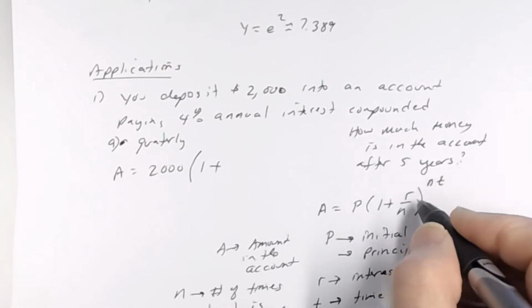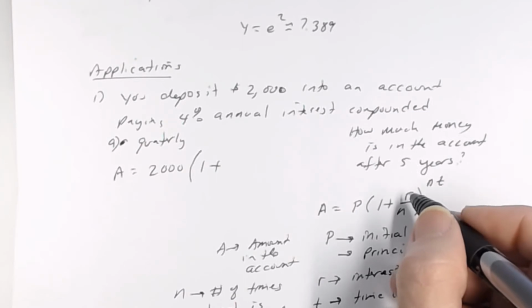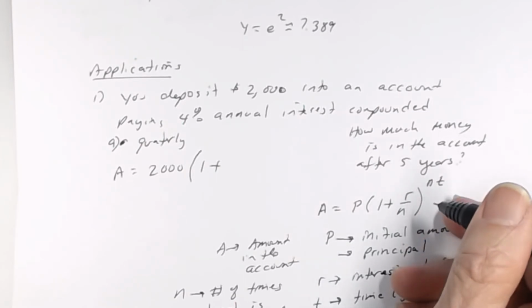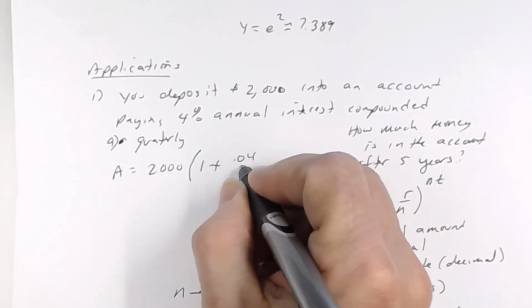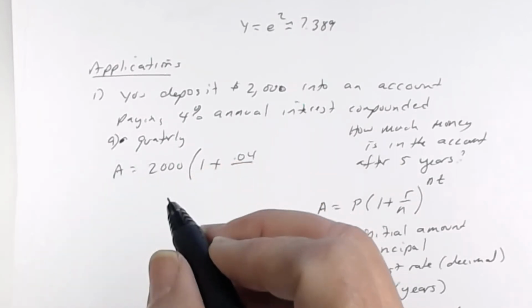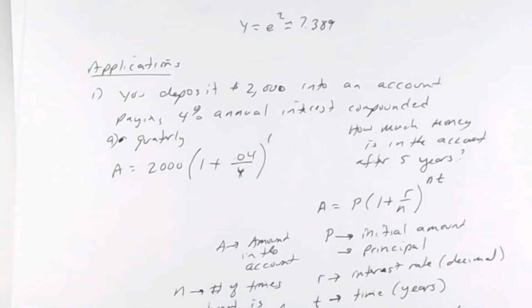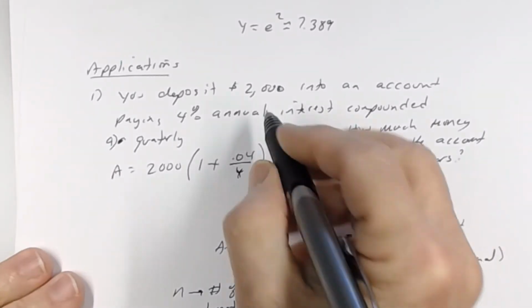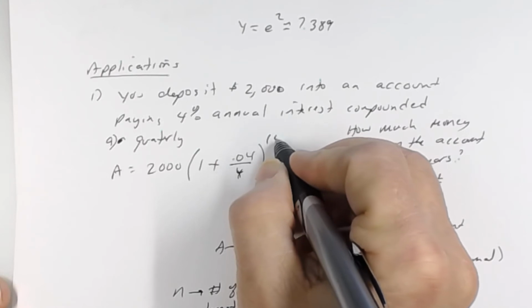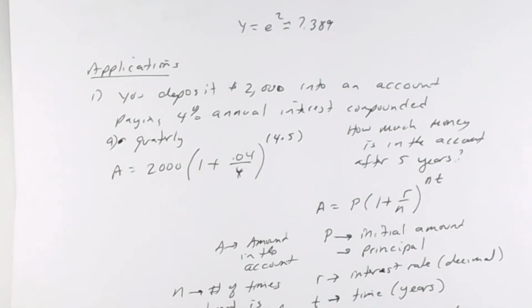1 plus R, what's R? Tell me what R is. 0.04. Don't say 4, because your rate must be listed as a decimal, so you must change 4% to a decimal. So it's 0.04 divided by N, what's N? Quarterly means 4 times a year, right? 4. All raised to, and I'm going to put the exponent in parentheses, because when we put it in the calculator, you're going to really need to do that. So NT, what's N? 4 times T, what's T? 5.